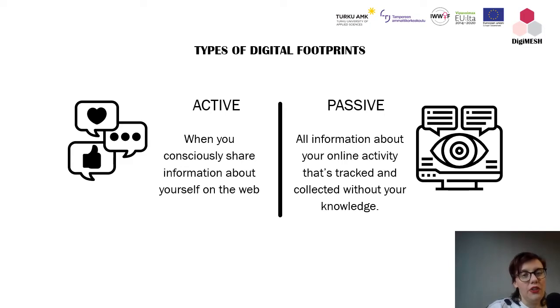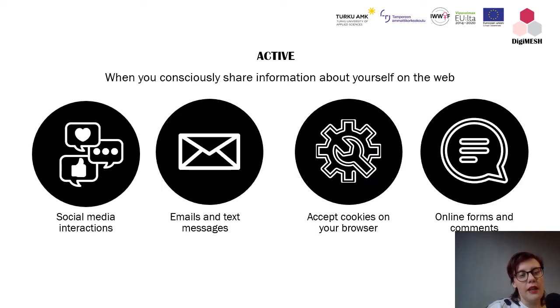There are two different kinds of digital footprint, which can be divided between active and passive. The active one is when you consciously share information about yourself on the web, while the passive ones are all the information about your online activity that is tracked and collected without you being fully aware. The active ones can be summed up as your social media interaction, all the mail and text messages that you send, for example, even on WhatsApp.